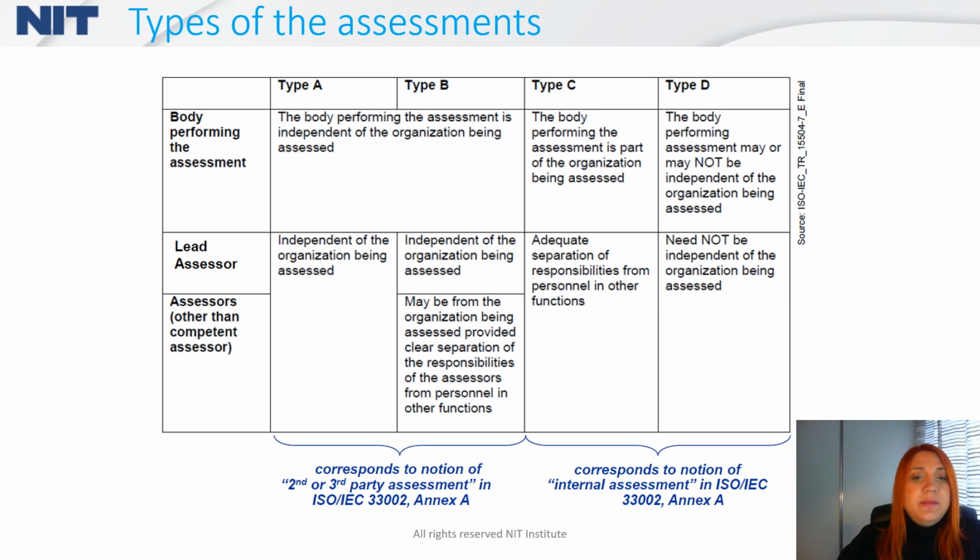Type C and Type D practically correspond to the notion of the internal assessment. In the Type C, you have the body and the lead assessor and assessor, which are not from a different company or different organization, but they are independent of the assessed part of the company. In the type D, you also have the body, which will be independent, but the lead assessor and co-assessor can be part of the same organizational unit.